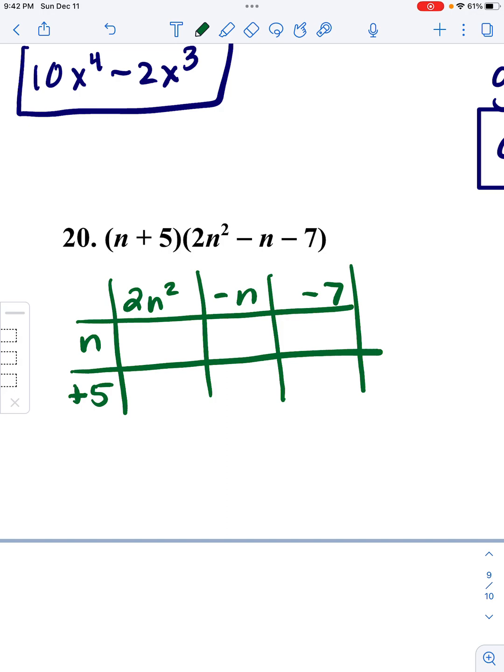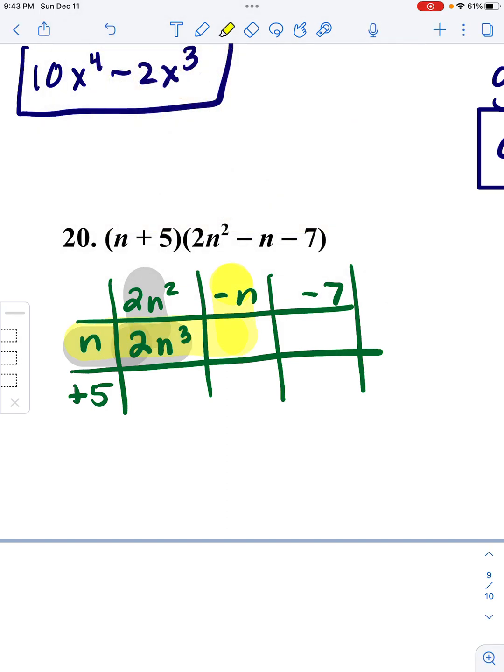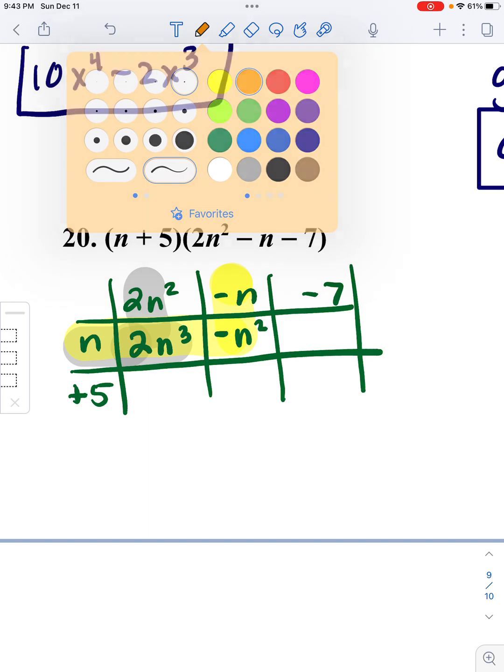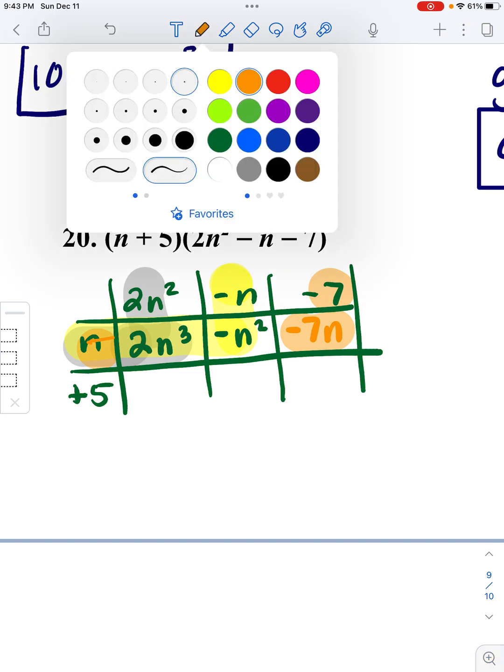So now in this first spot, I'm going to take n times 2n squared. And that's going to give me 2n cubed. Then here, I'm going to take that n times negative n and get negative n to the second. And then I'm going to take that n, oopsies, and multiply it by this negative 7 and get negative 7n. I keep changing the wrong thing.